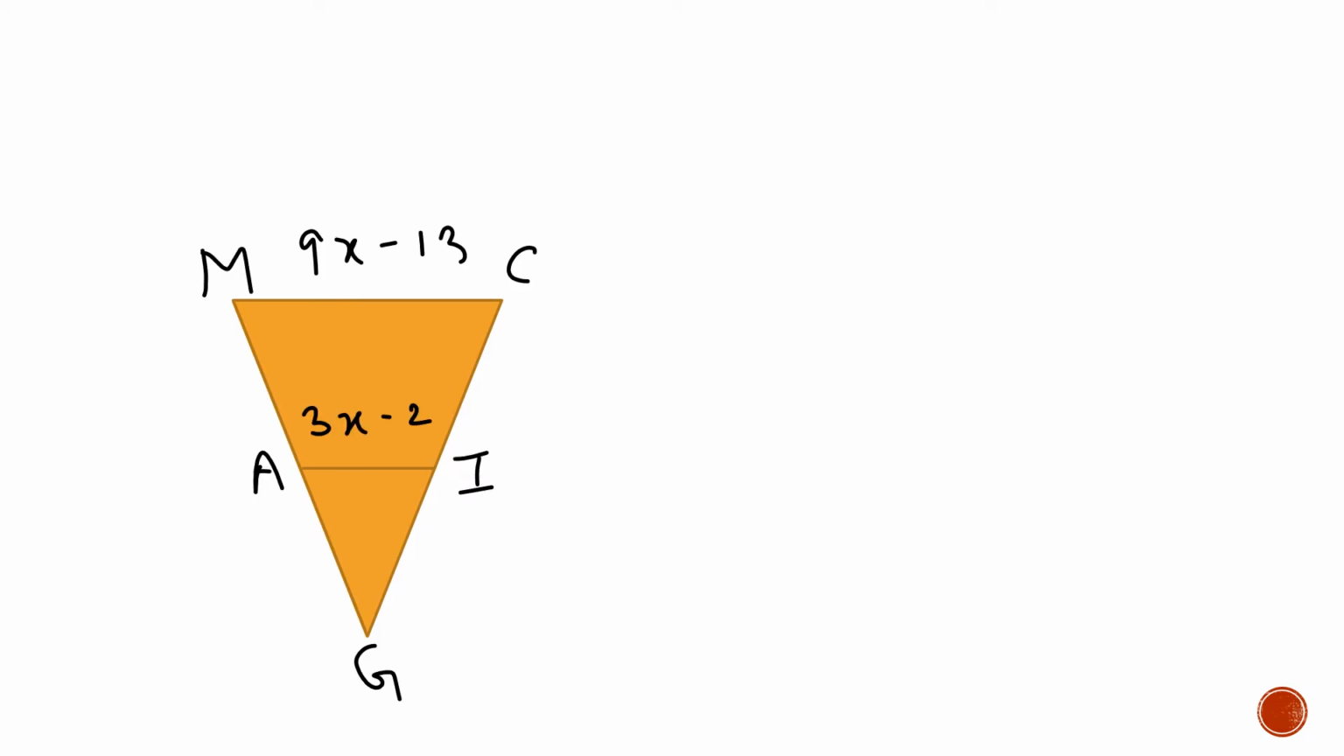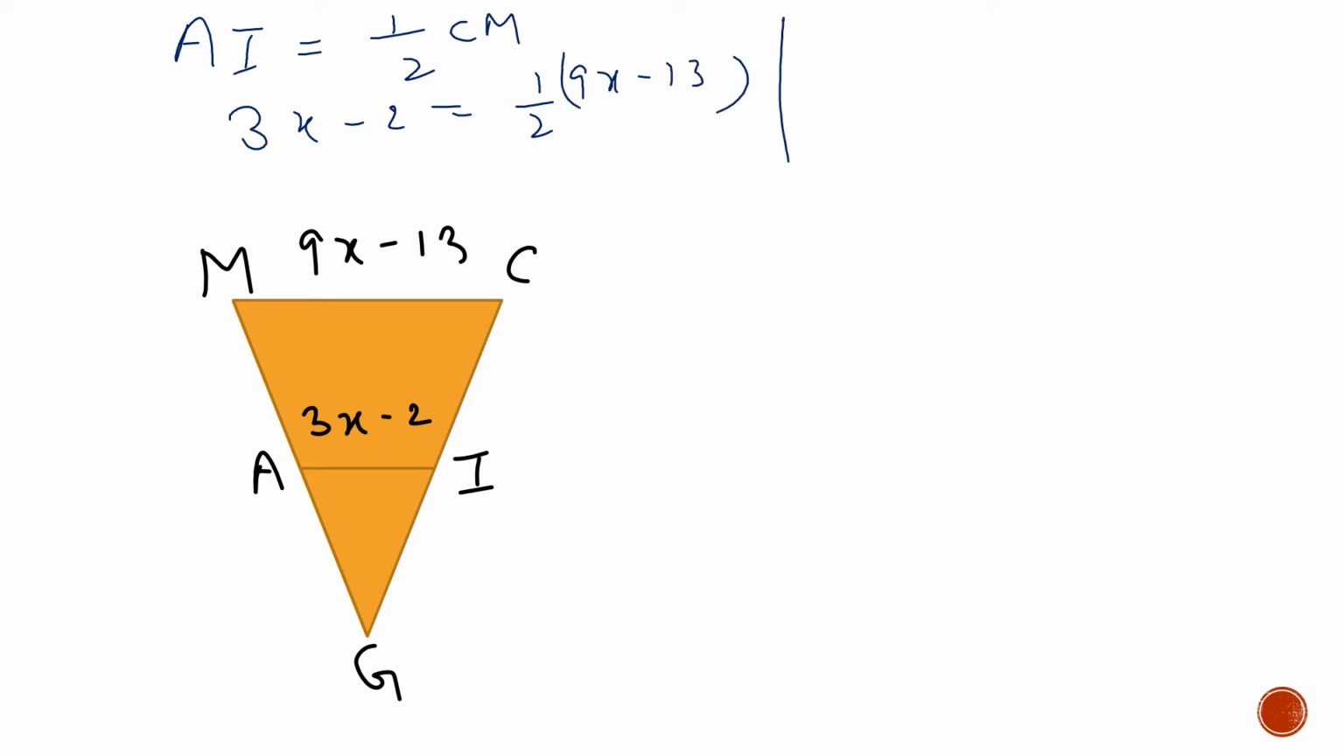Let's recall the midpoint theorem. The line joining the midpoints of two sides of a triangle is always half of the third side and it is parallel to the third side. So we can write down that AI is equal to half of CM. AI length 3x minus 2 is equal to half of 9x minus 13. We do the cross multiplication, we will get 6x minus 4 is equal to 9x minus 13.